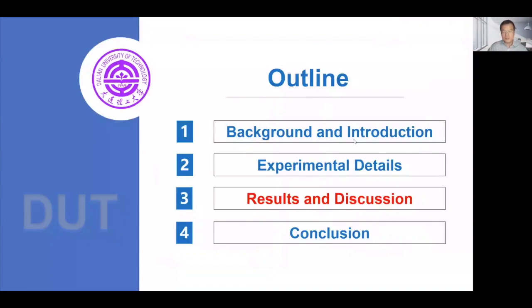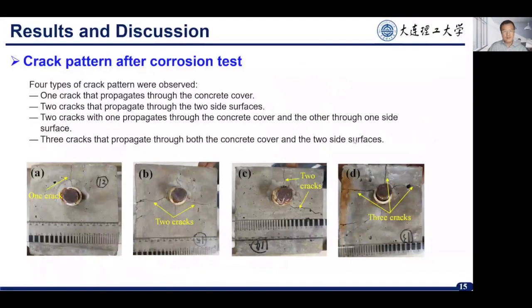So next part is results and discussion. So as mentioned earlier, the corrosion will cause concrete cover cracking. So for the specimens we investigated in this study, there are 4 types of crack patterns observed. There's one crack that goes through the concrete cover, and 2 cracks that penetrate through the two side surfaces, and also 2 cracks, one going through the concrete cover and the other going through the side surface, and also 3 cracks. So this is a crack pattern.